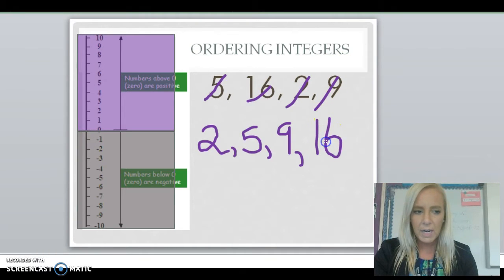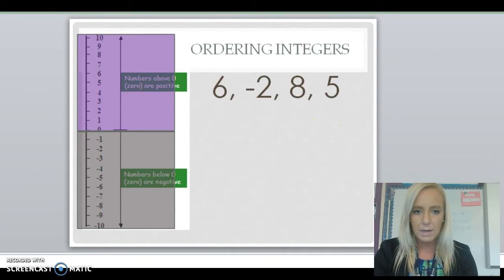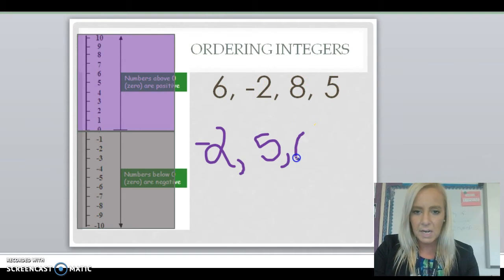But it gets tricky when you start to incorporate negative numbers. In this case here, -2 is the only negative number, therefore I can assume it's the smallest. Now I have 3 positive integers. I have 5, then 6, then 8.